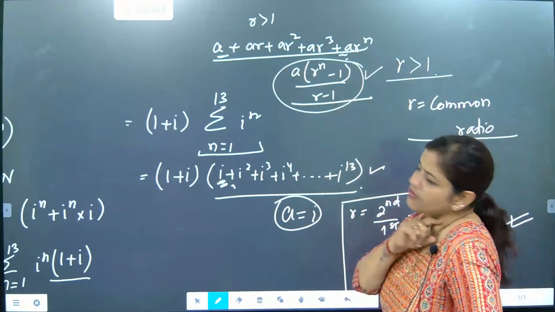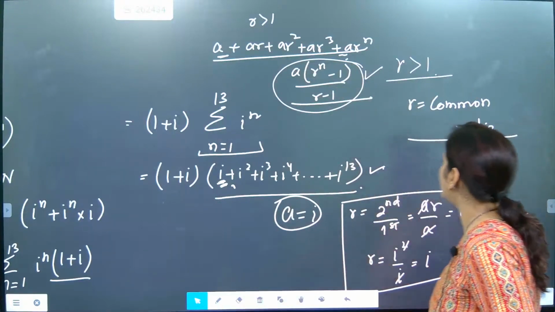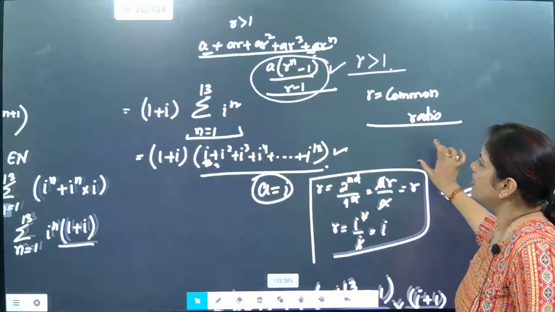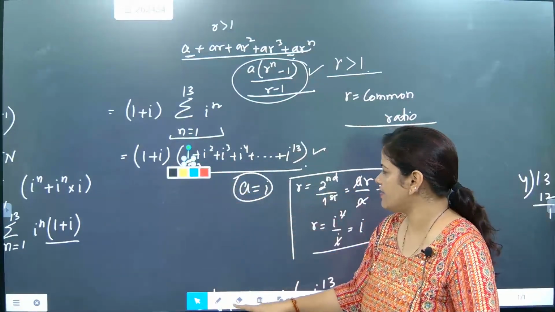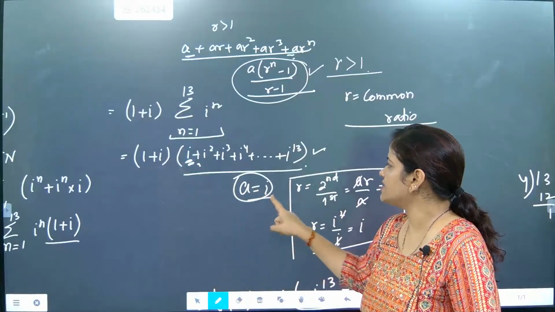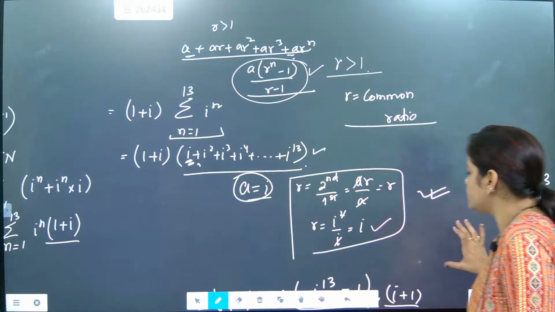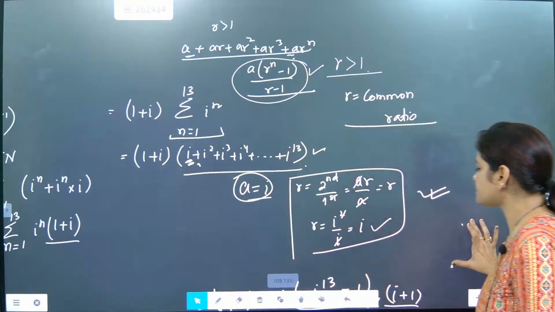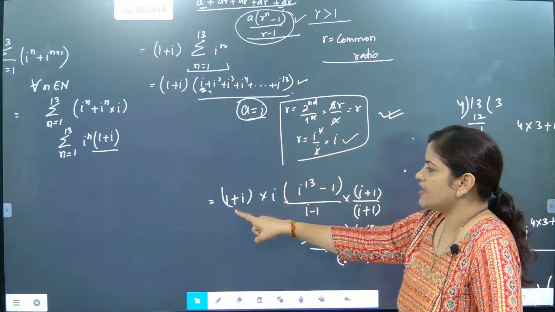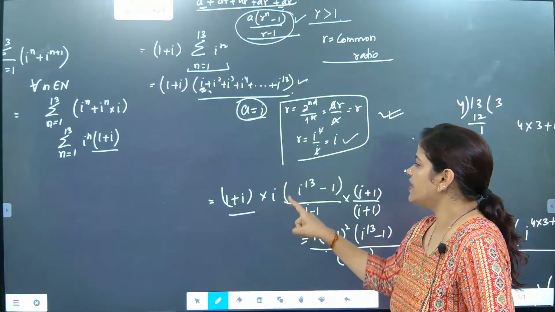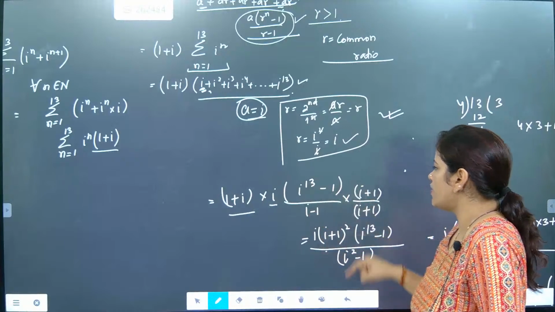So implementation of this part I have done, and after that I have noted this section and written it here. After comparing this, we got a as i, and the common ratio is coming as i. After that, I solved it one by one. So here i plus 1 is as it is coming, and then a(r to the power n minus 1) by r minus 1 according to the formula.